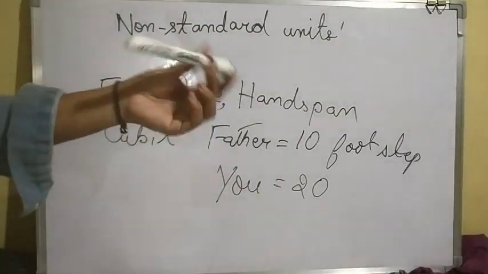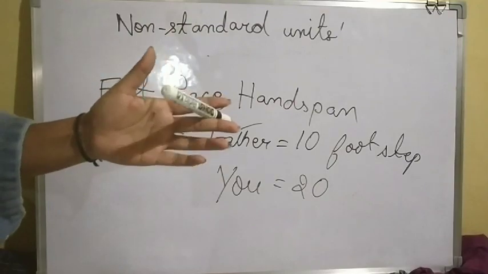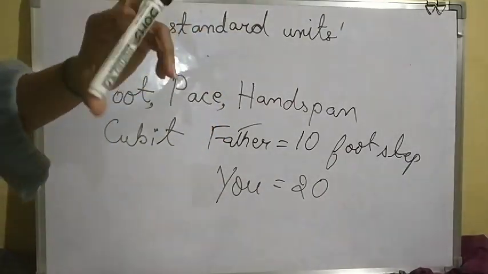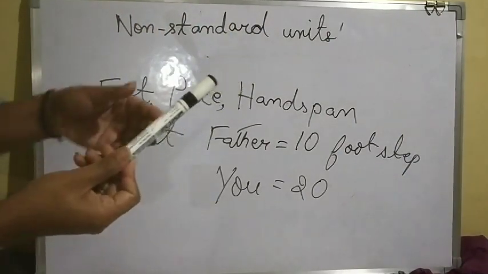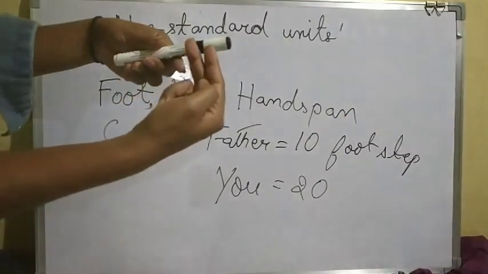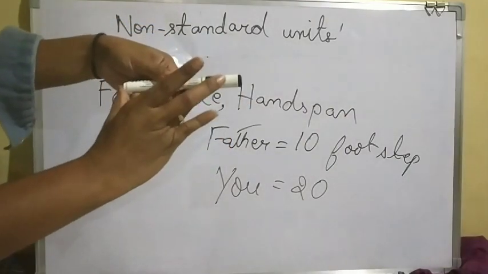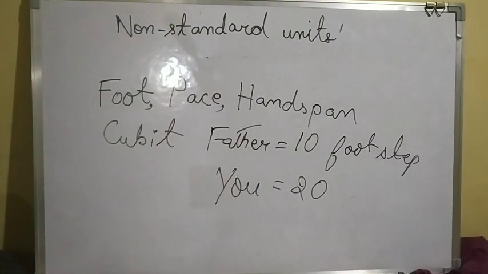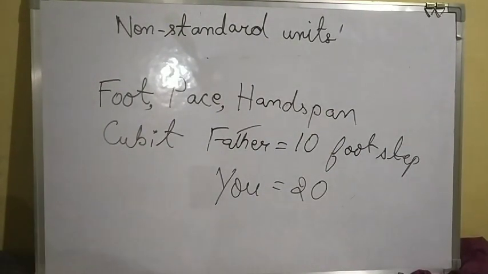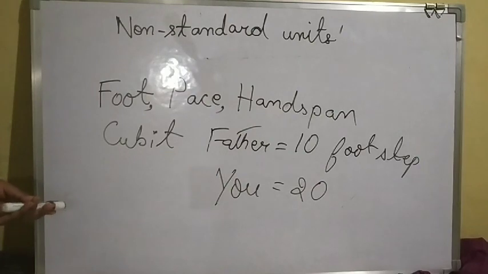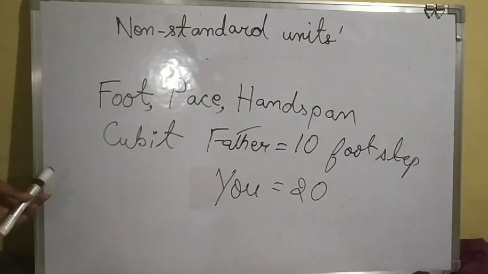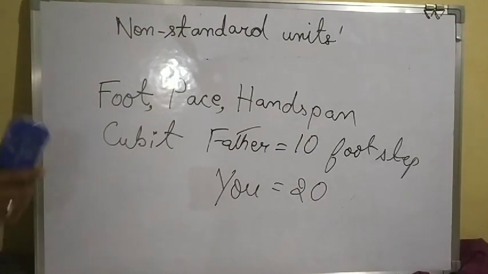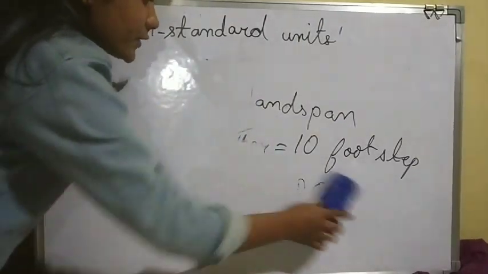Suppose this pen, if I measure this pen with my handspan, it will take 1 handspan. But if you measure this pen with your handspan, it may take 1 handspan, then 2 fingers. It will measure up to here. So both of our handspans are different. Similarly, foot, pace, cubit. So now, how will we measure these objects if all have different sizes? So a fixed length must be there, yes or no? There should be a fixed length to measure this object.